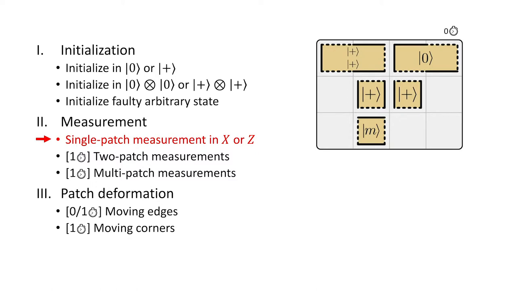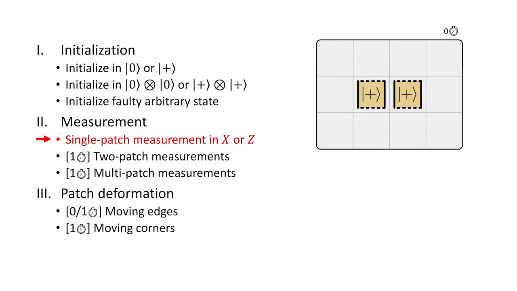You can measure patches in the X or Z basis, and this is also the only way to remove patches from the board. For instance, this 0 patch in the top right corner, if we measure it in the Z basis, the outcome will be +1, and the patch will be gone. Or we can measure these 2 patches in the X or Z basis, the measurements will have some outcome, and the patches are gone. With surface codes, this just corresponds to measuring all physical qubits in the Z or X basis, so again, doesn't scale with the code distance, no time step associated with it.